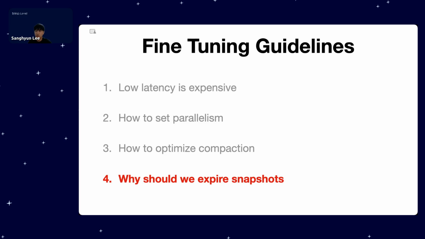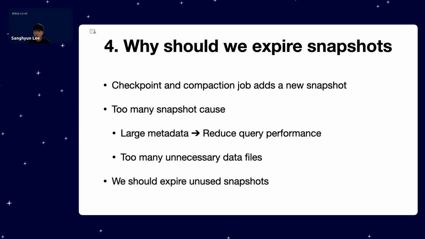Let's talk about the last topic. Why should we expire snapshots? Real-time data creates new snapshots very frequently. Every checkpoint and every compaction job creates a new snapshot. If there are too many snapshots like this, two problems occur. First, metadata becomes too large, which reduces query performance. Second, it keeps too many unnecessary data files. In conclusion, we need to monitor our metadata size and regularly expire unused snapshots.